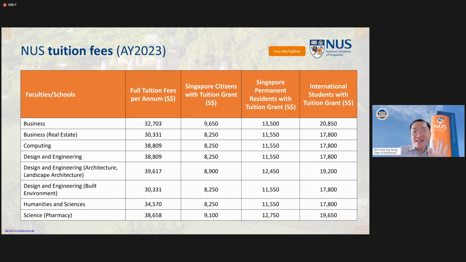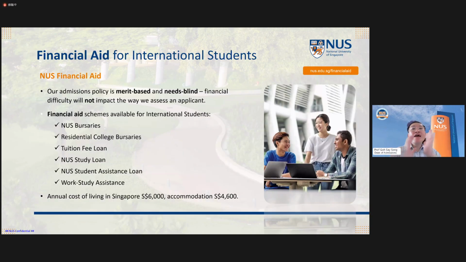So you can see that the fees have been reduced very substantially. And for international students who find that even after the tuition fee subsidies, that's not enough, no worries. Our admission policy is merit-based and needs-blind. Financial difficulty will not impact the way that we assess an applicant. We have additional financial aid schemes available.